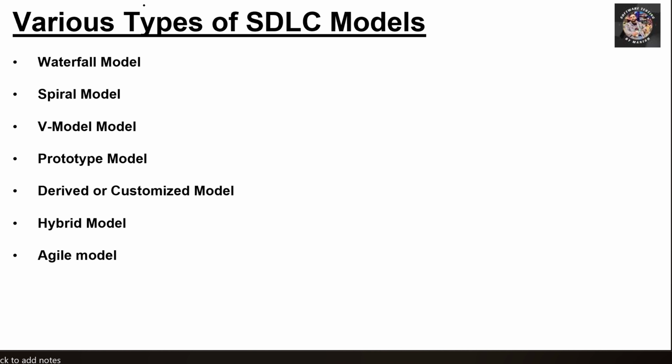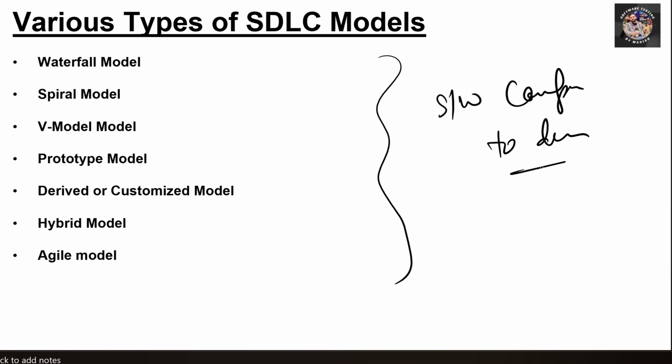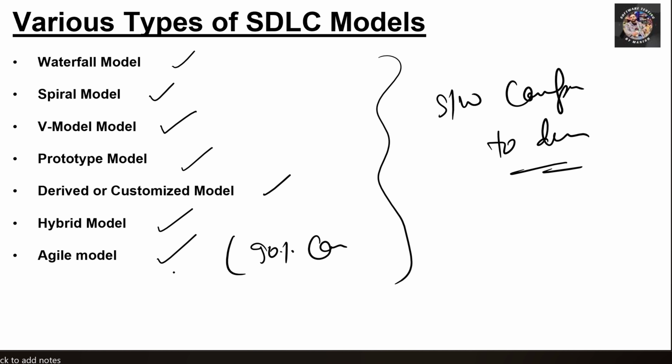There are various types of models used by software companies to develop software. Mostly used are these models: waterfall model, spiral model, V model, prototype model, derived model, hybrid model, and agile model. 90% of companies follow the agile model. So this was the complete breakdown of the SDLC. Understanding this is key for both developers and testers, as it impacts roles in every phase of the project.